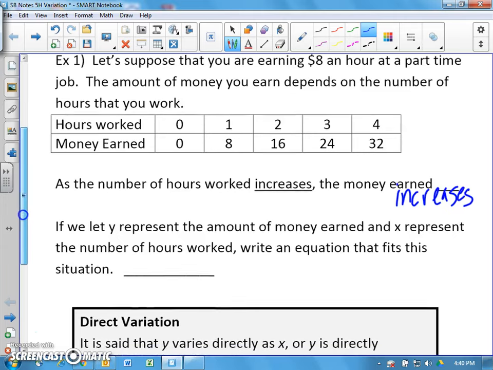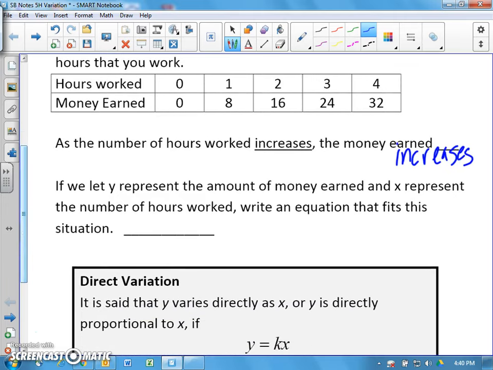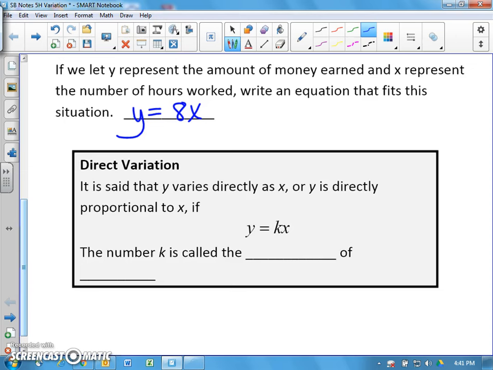So let's put an equation to this. If we let y represent the money earned, so this is going to be our y column, and x represent the number of hours that we worked, we're going to write an equation that fits this. Since you earn $8 an hour, this would just be y equals 8x. So for a direct variation problem, it's said that y varies directly as x, or y is directly proportional to x, if this holds true, so that we have y equals k times x. The number k is very important. This is called our constant of variation.